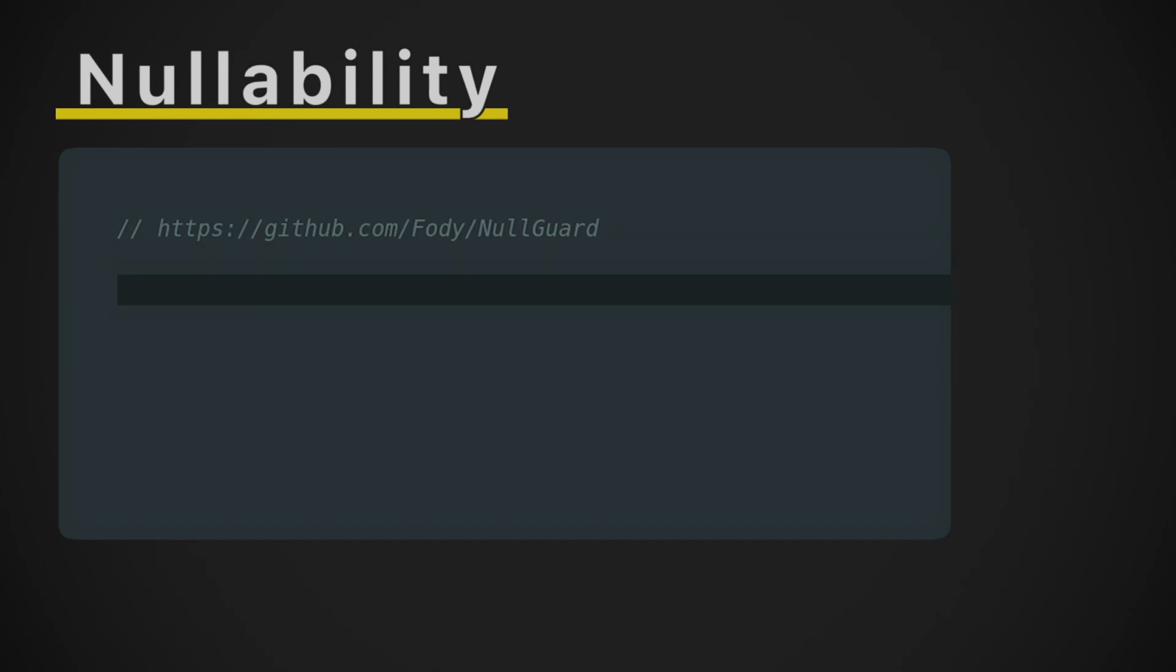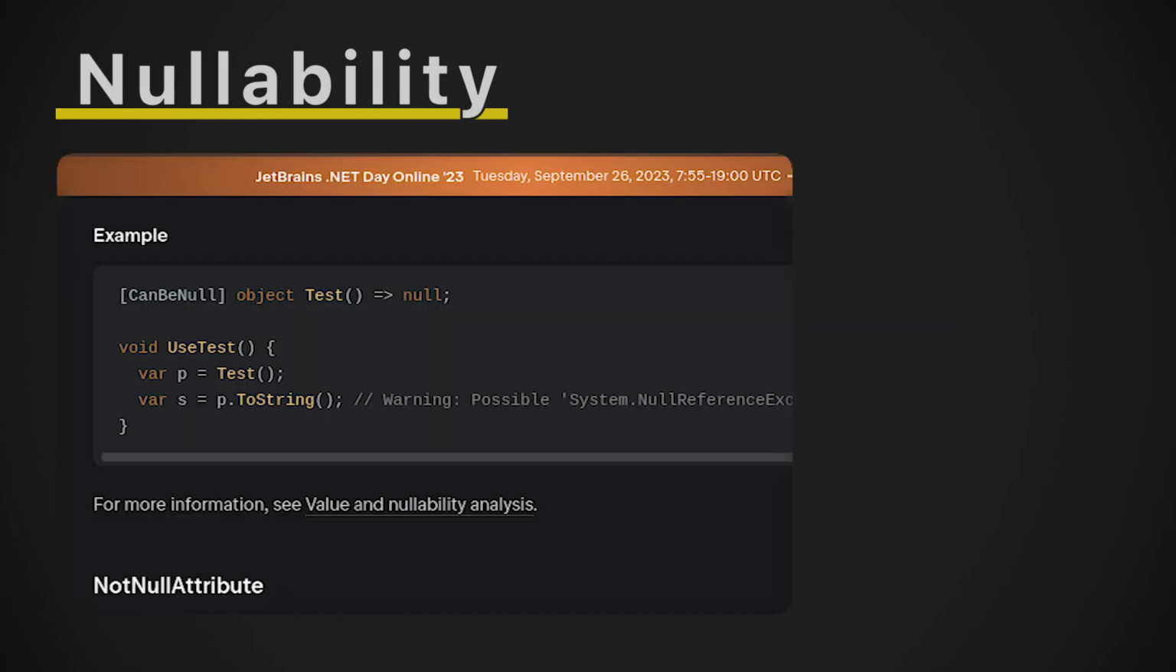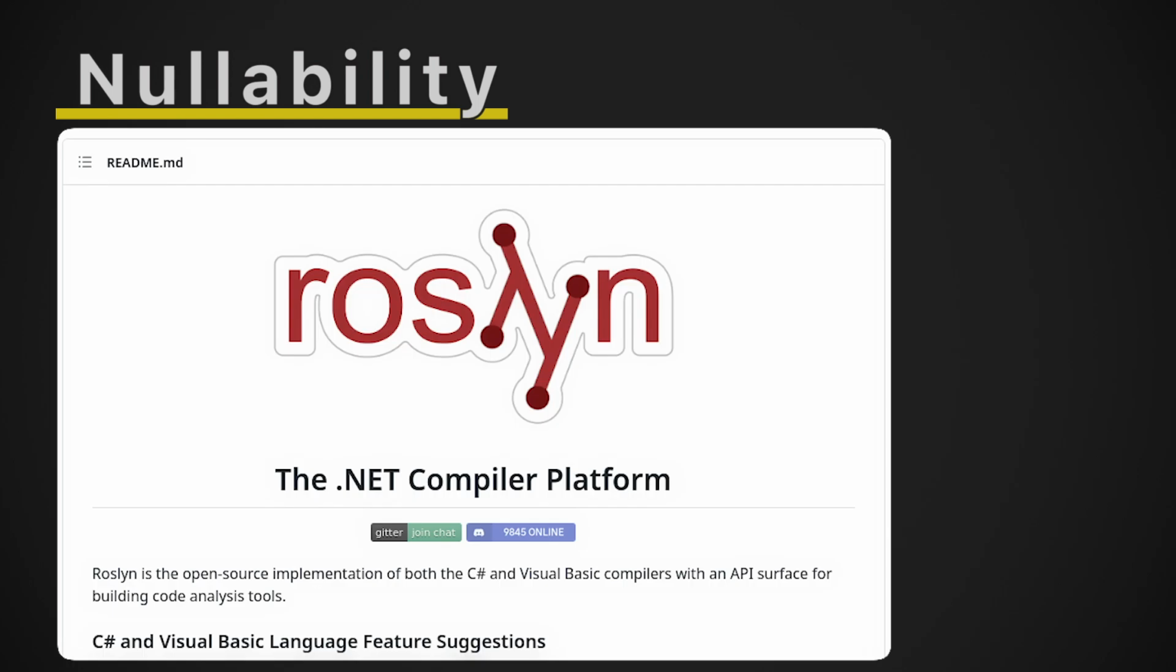There are some alternatives. For example, with a new project, you can disable nullability by default and specify where to allow null. JetBrains provides its own analyzer, and you can generate new code or analyze your code with the default Roslyn compiler from Microsoft.